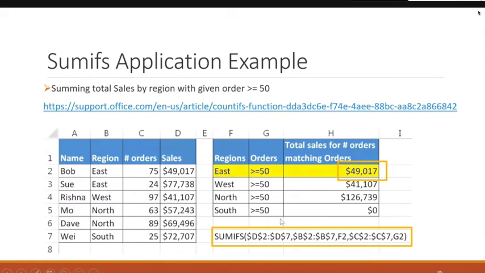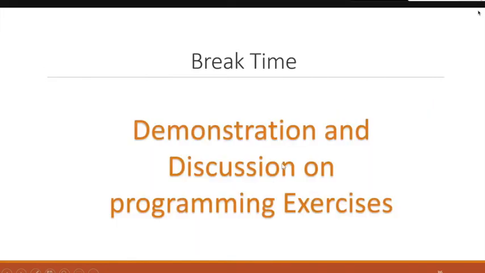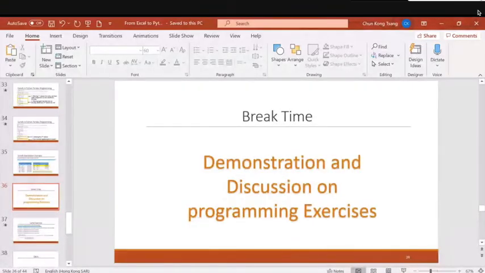Okay, and then this is the application example from Microsoft Office, summing the total sales by region with given order greater than or equal to 50. So you can try to copy the information here and then use Pandas to see if you can generate the same result, this number, in Pandas. So let's do the demonstration.